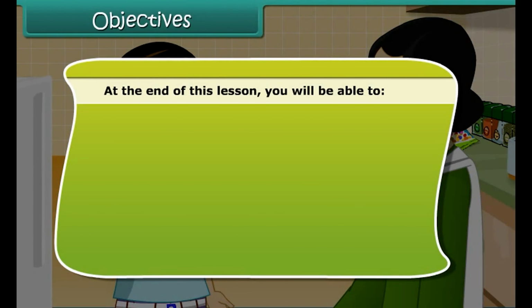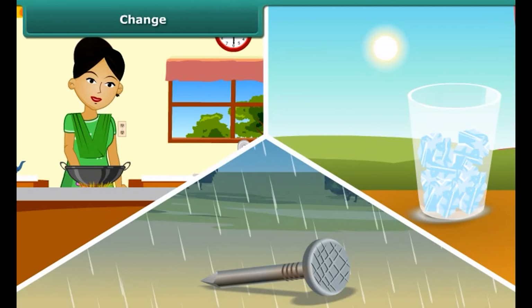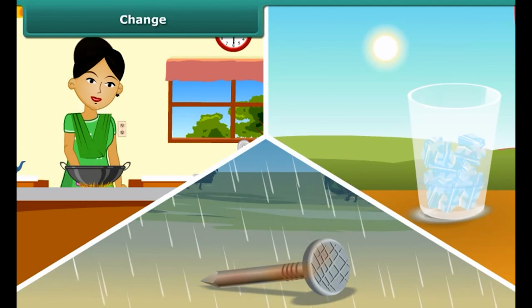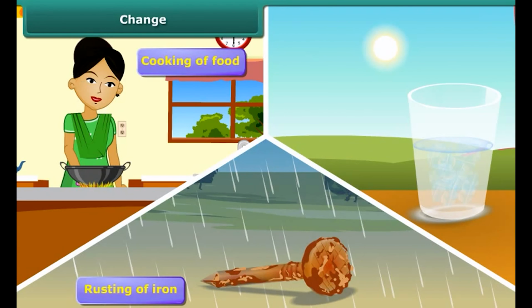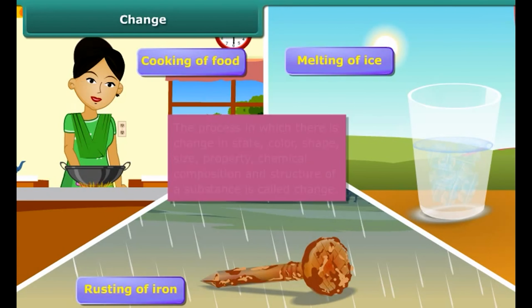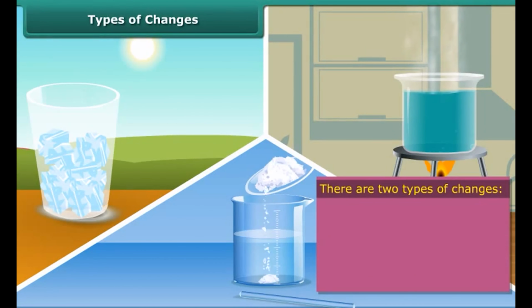At the end of this lesson, you will be able to define change, explain physical changes, give examples of physical changes. We observe many changes. Some examples of changes in our daily life are cooking of food, rusting of iron, melting of ice. Change is a process in which the properties like state, color, shape, size, chemical composition and structure of a substance is altered.